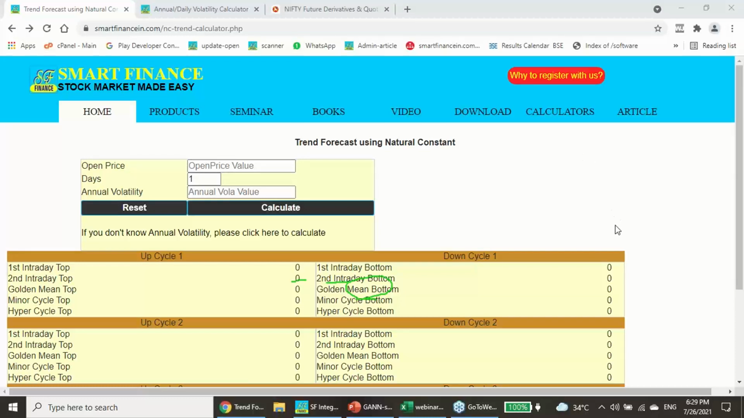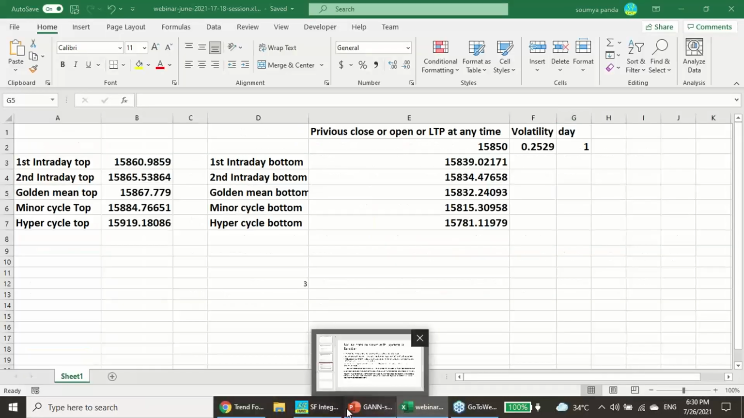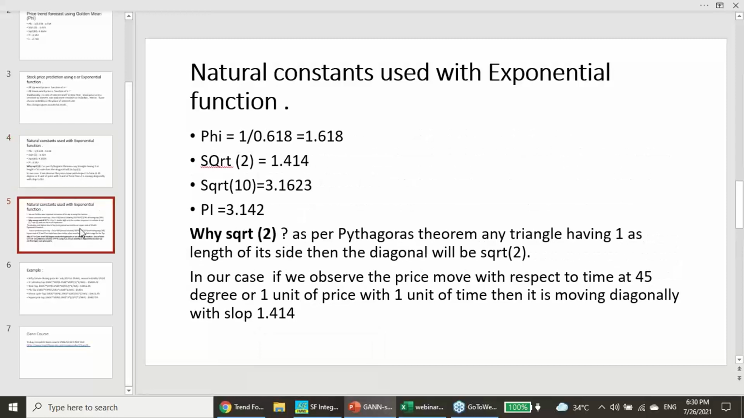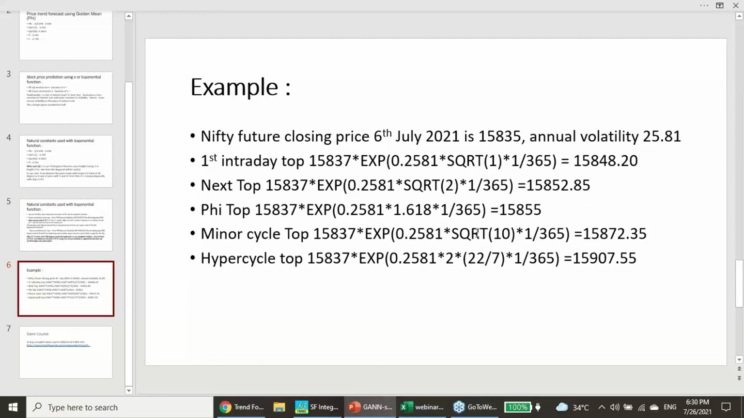Natural constants are constant; they are not going to change. Here, the first top is not using any natural constant. The second is using square root of 2. The third is using the 1.618 constant. The fourth minor top we are forming is using square root of 10. The fifth is using the pi, 2 pi r. Here r is nothing but your volatility, the 2 as it is, and 2 pi r.